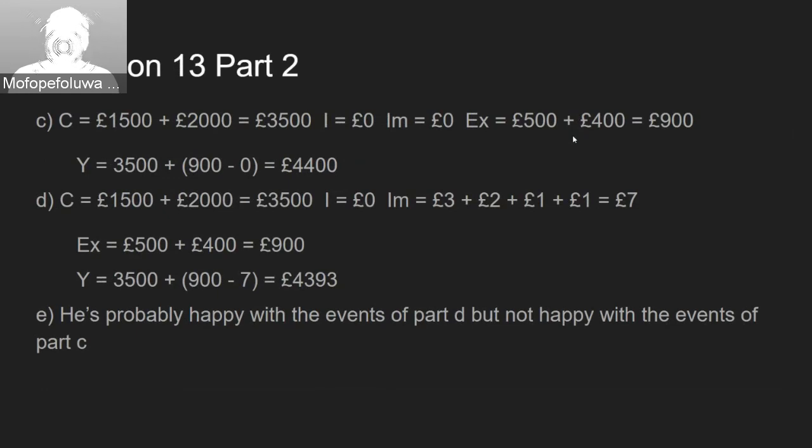Then for part E, it is likely that he's probably very happy with the events of part D, seeing as he's now able to experience things that he wasn't able to experience before, and his general satisfaction has probably increased. But then for part C, he was likely unhappy with the events, as this was where his huts were stolen from him.